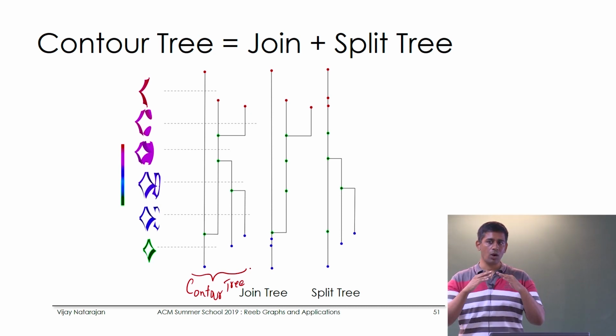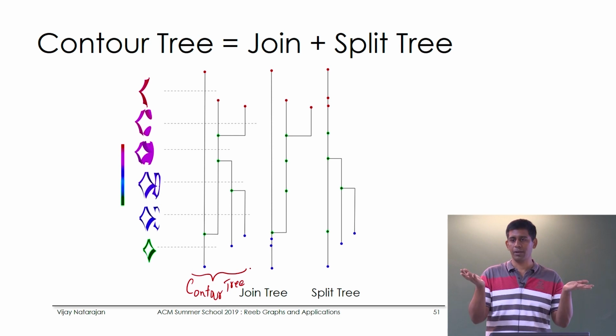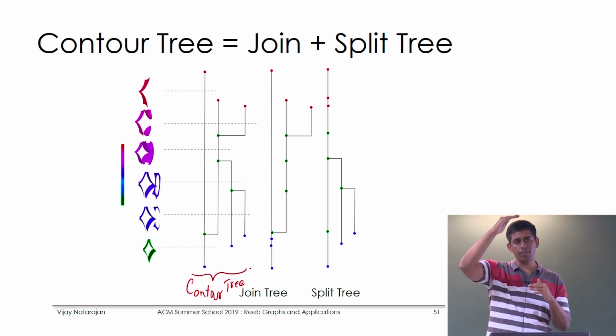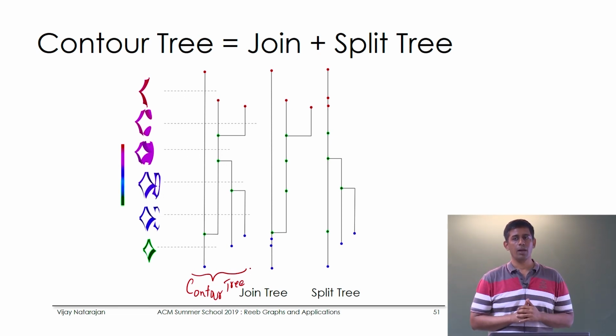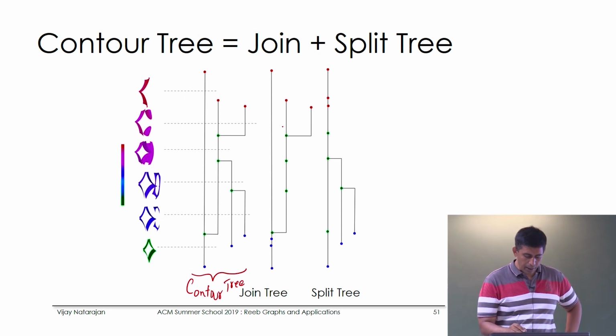So, clearly you cannot have splits, because you are sweeping everything, you are looking at everything below you. So, you are only accumulating, you cannot split. So, you can only have merges. You do that in both directions, bottom to top and top to bottom. You get two trees, these are called the join and split trees.